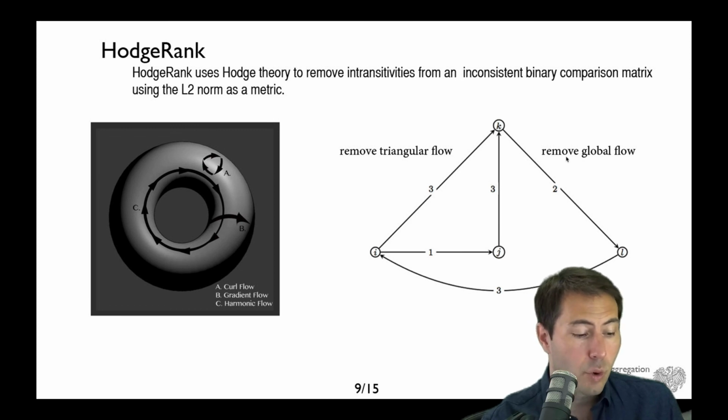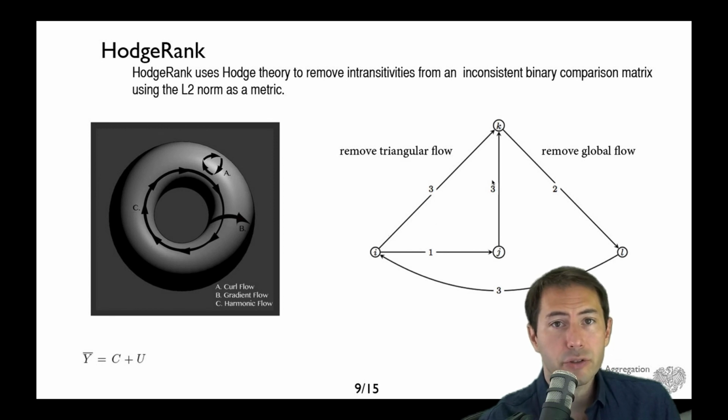And so this is what we refer to as global flow. The goal of Hodge rank is to remove both the triangular flow and the global flow so that we have a single ranking that works, that we have the case of transitivity. So now we're going to use a little matrix notation.